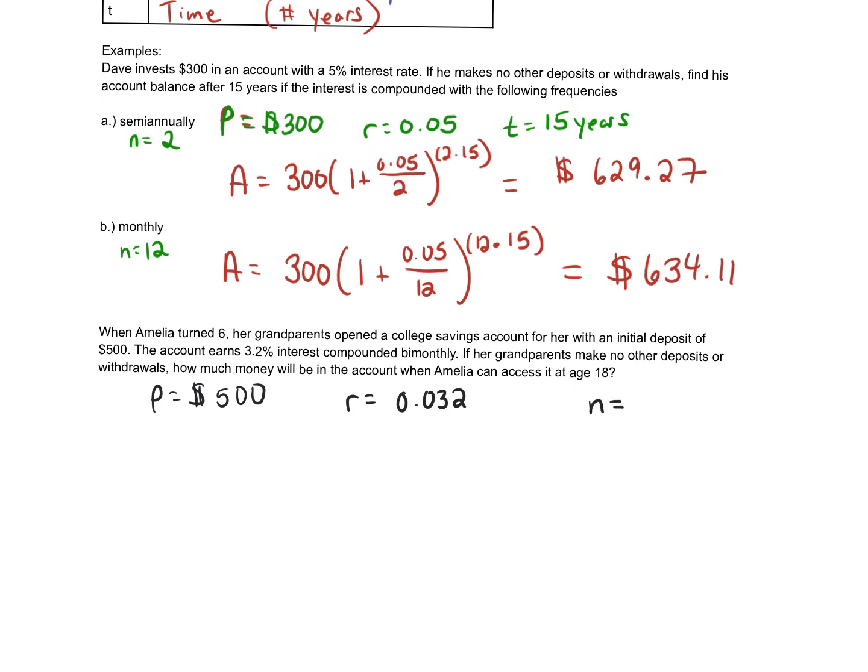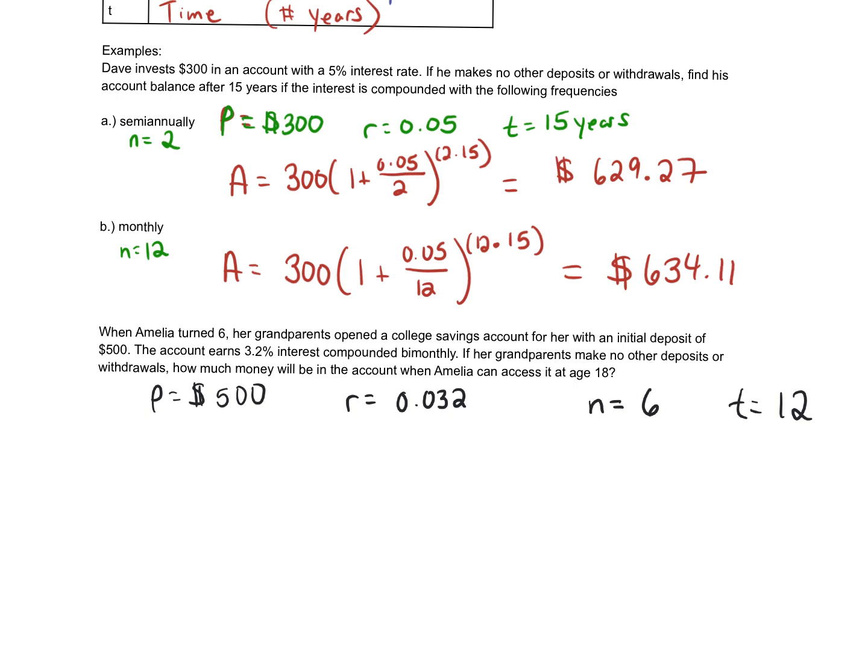Bi-monthly means every other month. So if I'm doing it every other month, I'm getting it 6 times per year. So I get the first 2 months, second 2 months, third 2 months, fourth 2 months, and so forth. And it says, if her grandparents make no other deposits or withdrawals, how much money will be in the account when she can get to it at age 18? So our time, well, she is 6. So when she's 18, that will be 12 years.